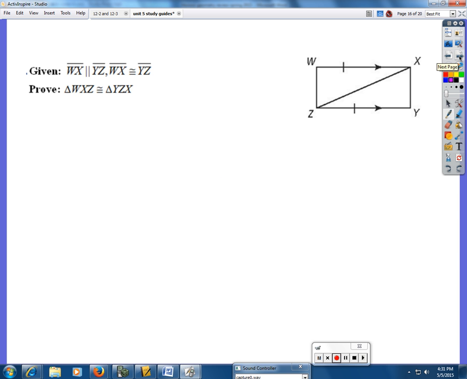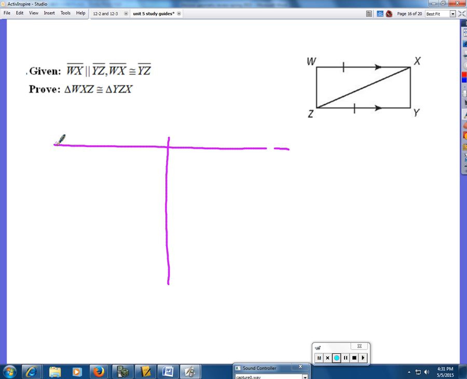Number 9 is another proof. On the test, they will give you some of the statements and reasons. On here, I'm not. I want to see what you can do with it. So we have our statements and our reasons. I have WX parallel to YZ, that's shown, and these two sides are also congruent, which is shown. I need to show that these two triangles are congruent. So my givens are WX parallel to YZ and WX is congruent to YZ. And that would be given.